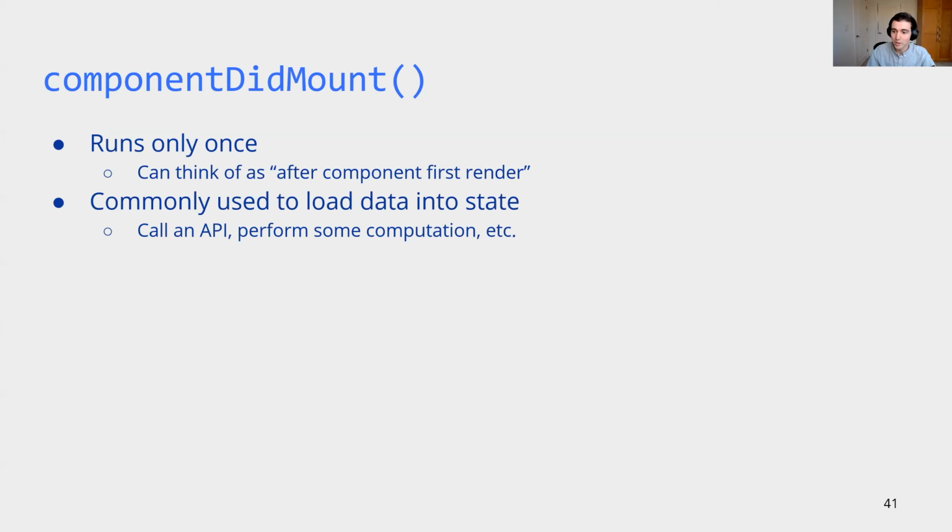ComponentDidMount is only going to run once every time the component gets put on the page. So you can think of this as after the component first renders. The most common use cases are to load some data, usually into state. So it might call an API. If you remember Noah's lecture on APIs and async yesterday, you might make an API call in componentDidMount. You might perform some heavy computation, something else like that. And then you might want to put that data into the state in componentDidMount.